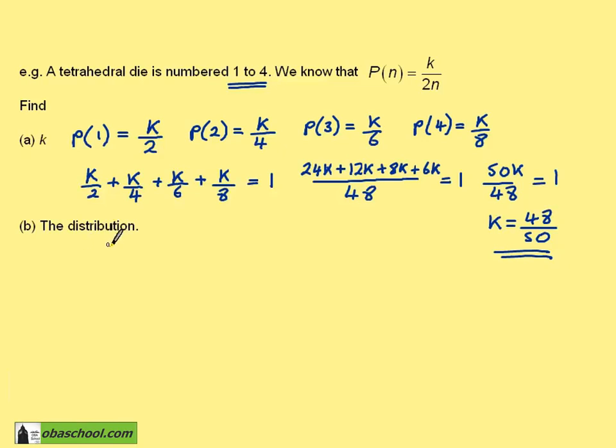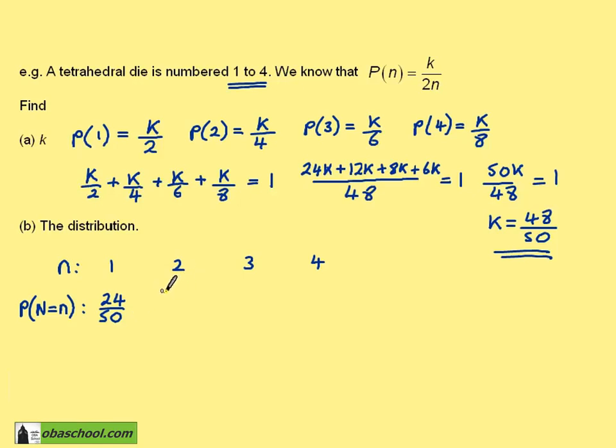We now want to write down the distribution, so we know that n can take the values 1, 2, 3, and 4. We want to write down the probability that n equals n to complete the distribution. If n is 1, the probability is k over 2. We found k was 48 over 50, so 48 over 50 divided by 2 is 24 over 50.